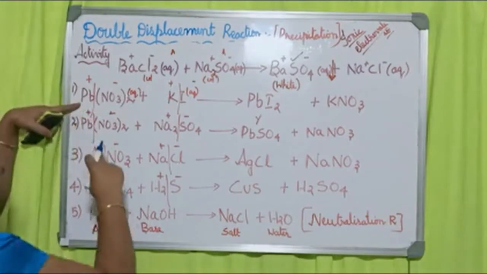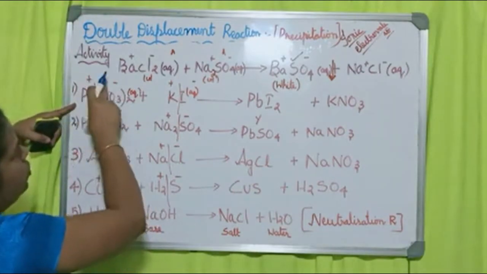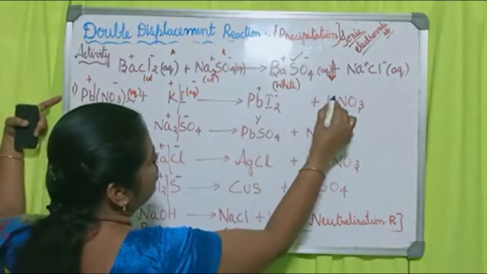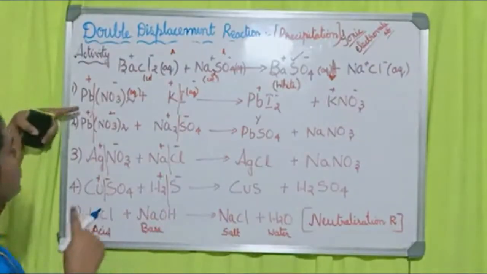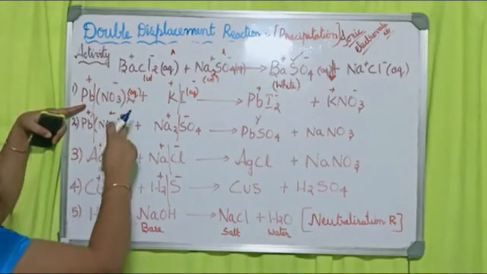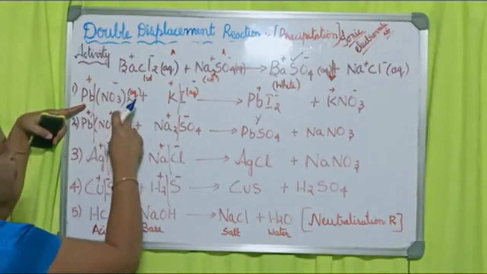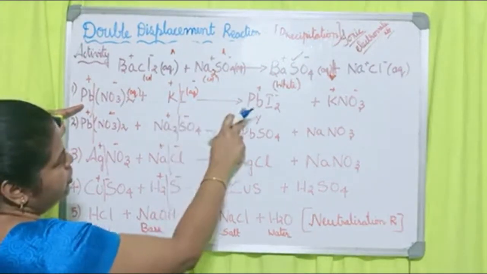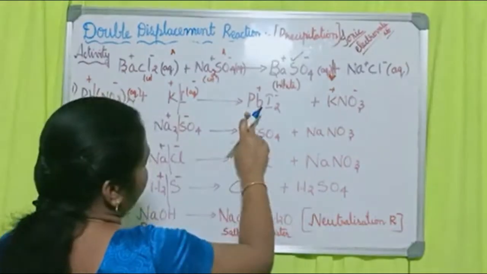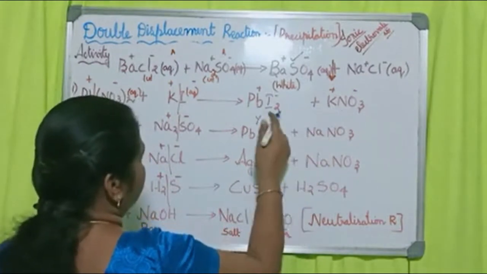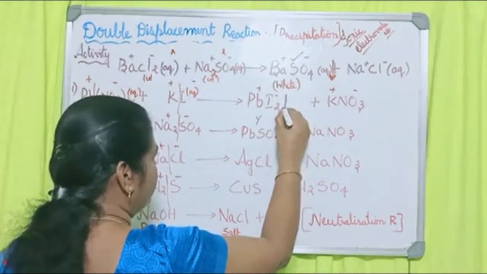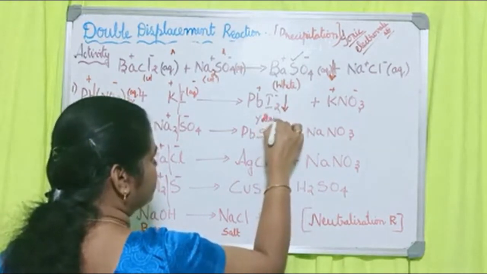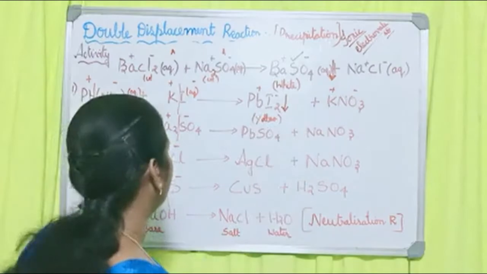Now we will see some more examples. See here, for all the cations and anions I have shown positive sign as well as negative sign. First one is lead nitrate in aqueous form, all in aqueous form. Lead nitrate combines with potassium iodide, and you will get lead iodide plus potassium nitrate. Here lead iodide will be a precipitate and it will be yellow in color.